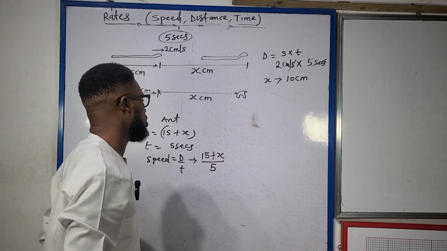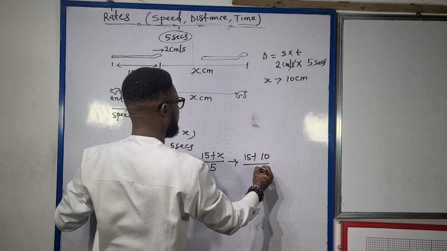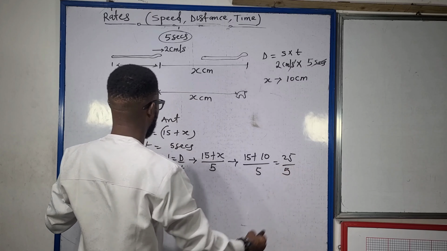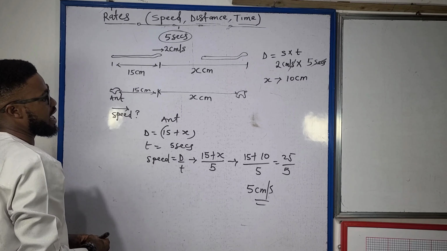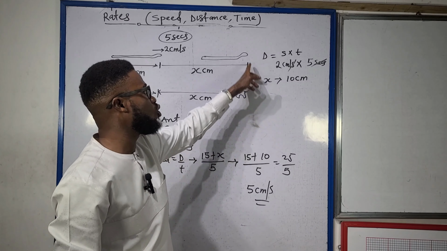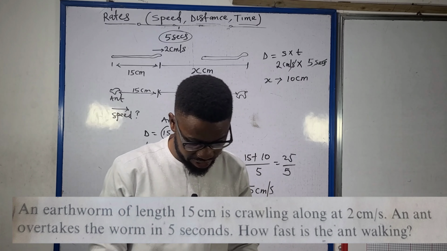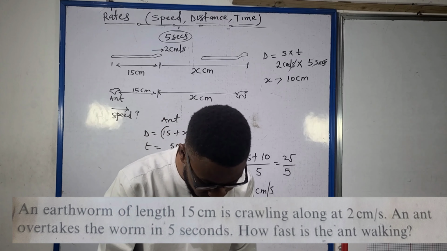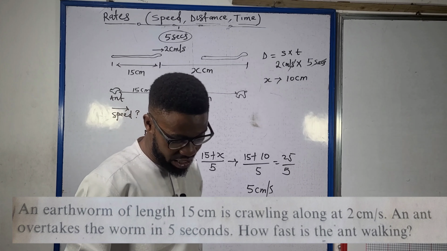So when I come here, that's going to mean 15 plus 10 over 5, that is 25 over 5, so that the speed is going to be 5 centimeters per second. That is the speed with which the ant must move in order to be able to overtake the earthworm. Look at the question very well again. There is nothing really too difficult. So the question is, how fast is the ant walking? The ant is walking at the speed of 5 centimeters per second.